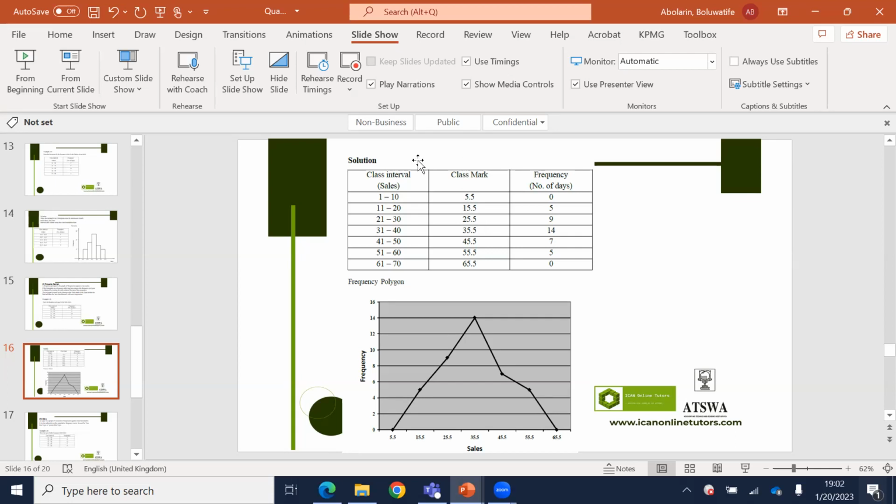A normal question is just going to give you the class interval and the frequency. So you are the one to get the class mark, which is if we add the two figures together and divide by 2. It's just telling you the middle between 1 and 10 is 5.5. The middle between 61 and 70 is what? 65.5. So that's what it's telling us.